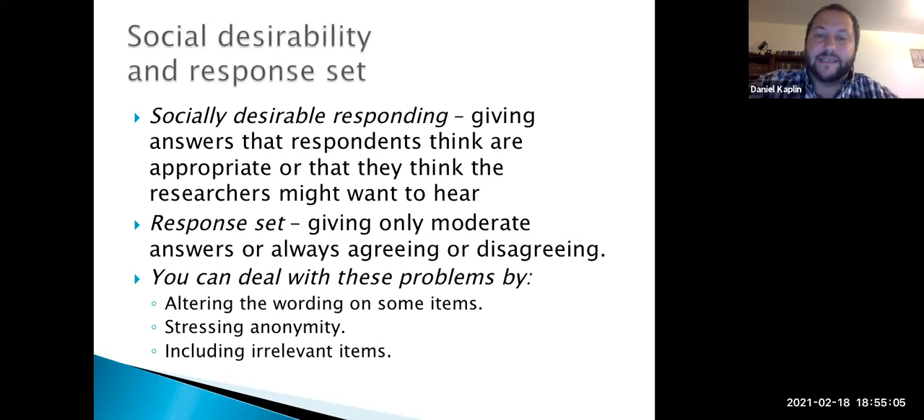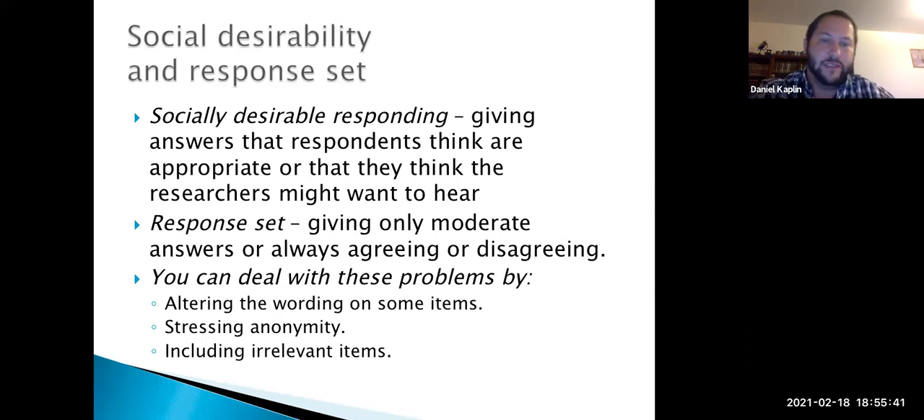Now, response sets don't always have to be a social desirability response set. They can be a yea-saying or nay-saying response set. So you could just say yes, yes, yes, all the way down, no, no, no, all the way down, strongly agree, all the way down, right? So these are response sets where you answer in a patternistic way, but not really reading the details of the question. So, how do you deal with response sets?